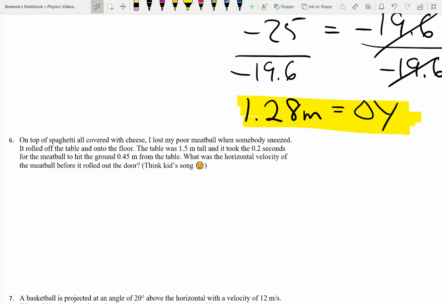It rolled off the table and onto the floor. The table is 1.5 meters tall, and it took 0.2 seconds for the meatball to hit the ground, and then it rolled 0.45 meters from the table. And what was the horizontal velocity of the meatball before it rolled out the door?